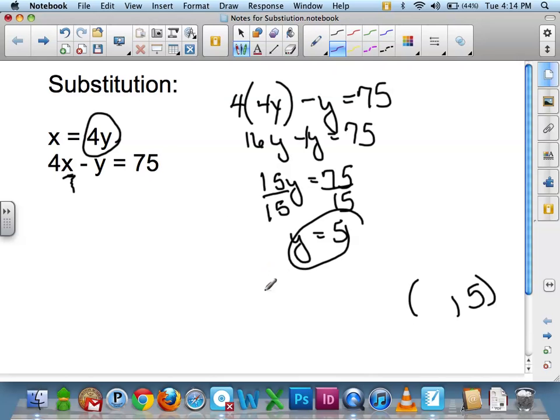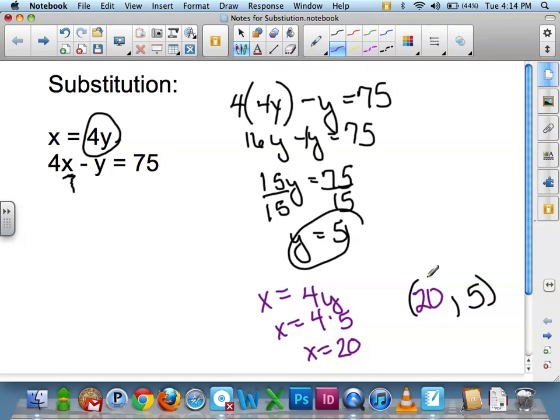So in this case, we're going to take my x equals, and I'm going to replace the y with a 5. So I'm going to have x equals 4 times 5. Multiply those two numbers together, and I get 20. So my ordered pair is going to be 20, 5.